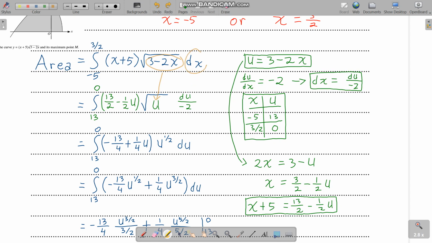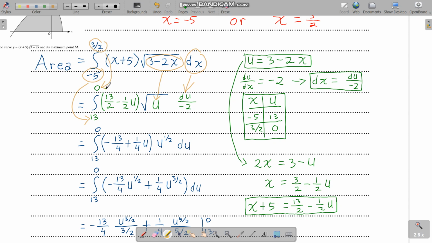And now if you want to use substitution, just transform the terminals. When x is minus 5, you replace this x with minus 5, you're going to get u equals 13. And when x is 3 halves, you get 3 minus 3, which is 0. So now you can replace the minus 5 with 13 and the 3 halves with 0.